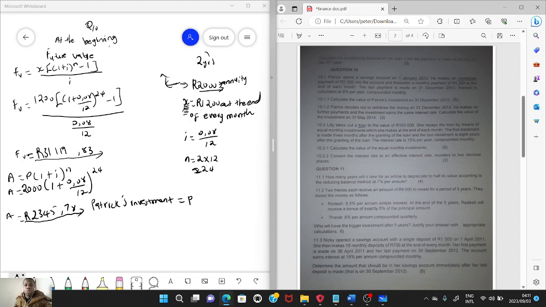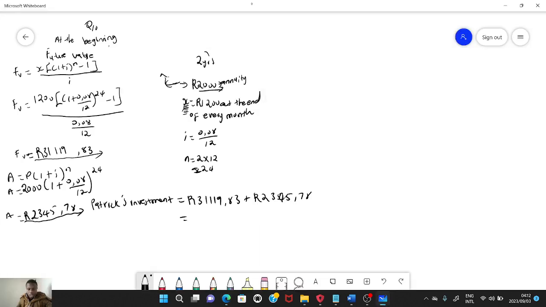Right now it becomes 2,345.78. Now when you add the two, let's check what happens. The total investment of Patrick after 2 years is 33,465.61. I have rounded the answer to 2 decimal places.